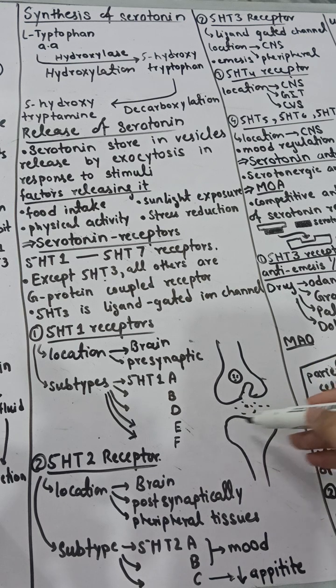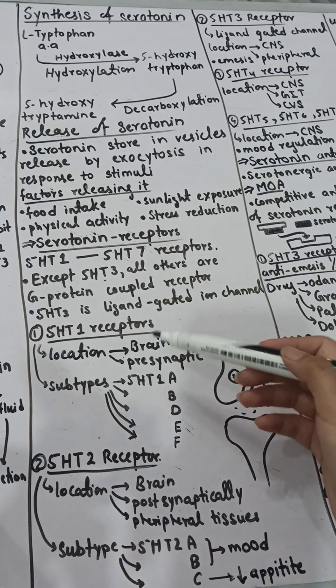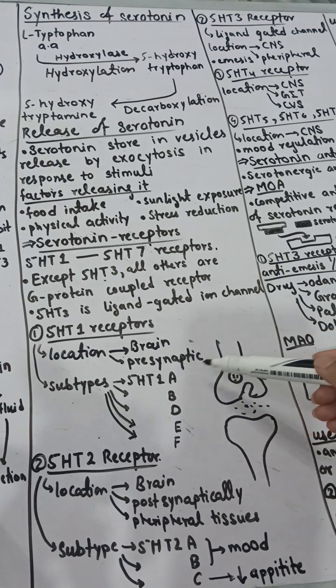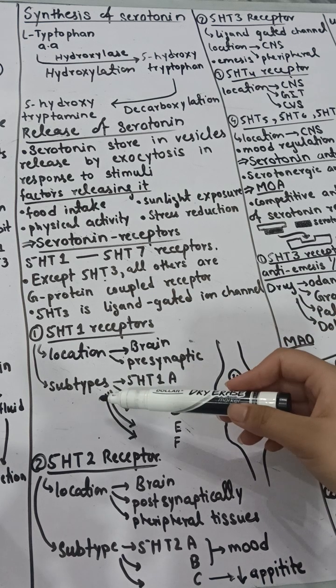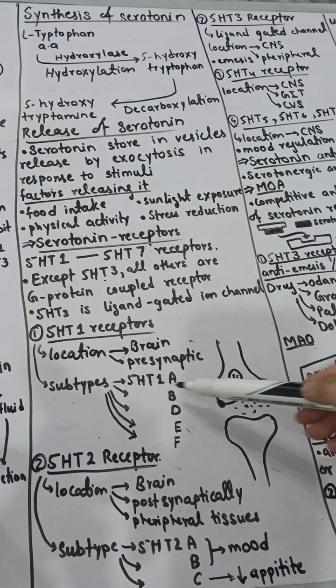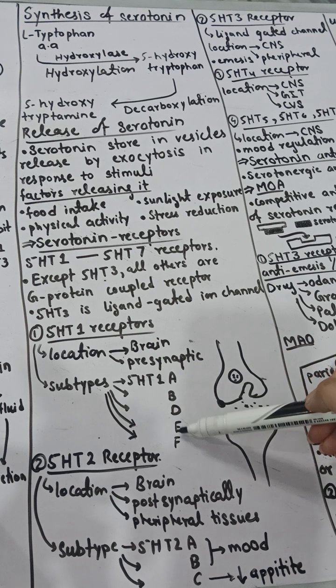Now on this postsynaptic membrane, these receptors are present. Sometimes it is present on the presynaptic nerve, sometimes in the postsynaptic. So like in the presynaptic, at that side the receptor is present, it gets up, okay. So it has some subtypes. Like this receptor has subtypes A, B, D, E, and F.